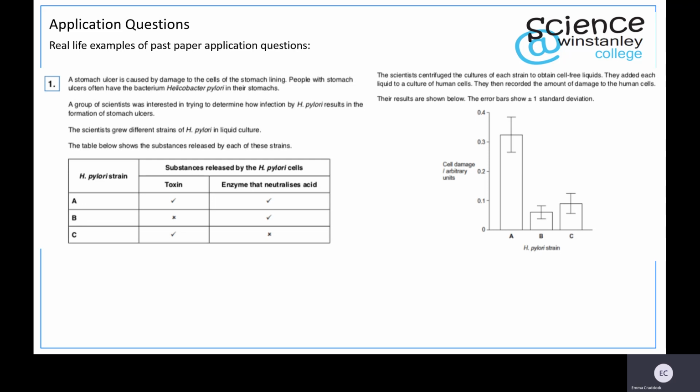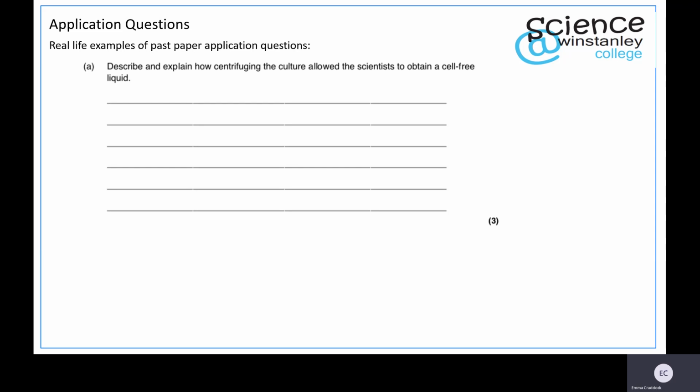They added each liquid to a culture of human cells. You know about human cells, you've learned about those. And then they recorded the amount of damage to human cells. The results are shown below, and the error bars show plus or minus 1 standard deviation. So you can see the standard deviations there as well. You might not have heard of H. pylori, but as I've just said as we've gone through the question, you've heard about quite a lot of stuff in this question. You know about bacteria, you know about centrifuges, you know about human cells. So you do have knowledge to answer this question, even though it might have seemed a bit weird when you first opened the paper. So they're going to ask you questions about this data.